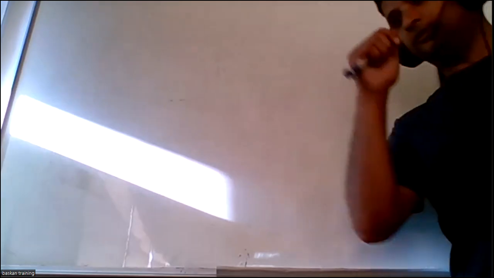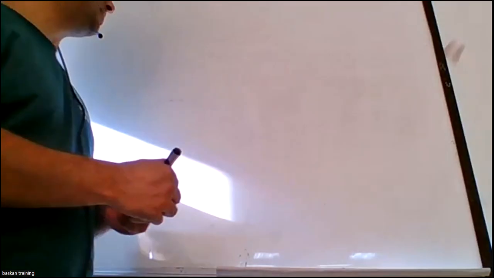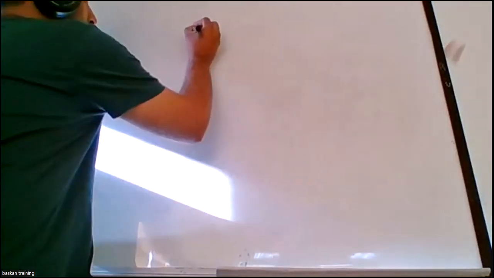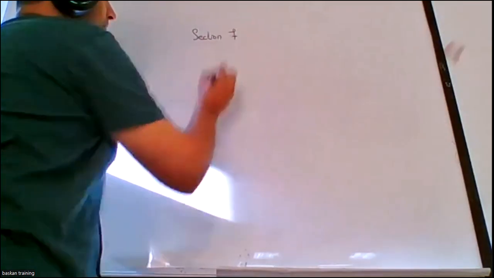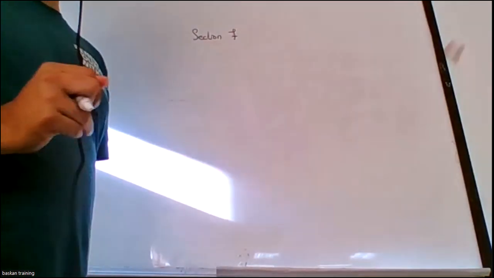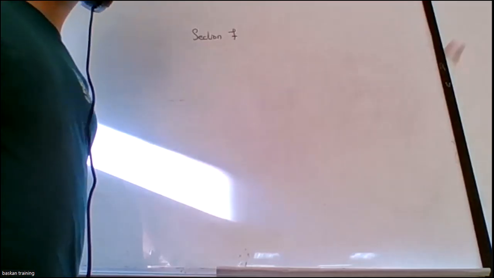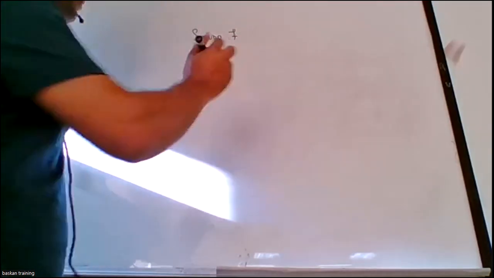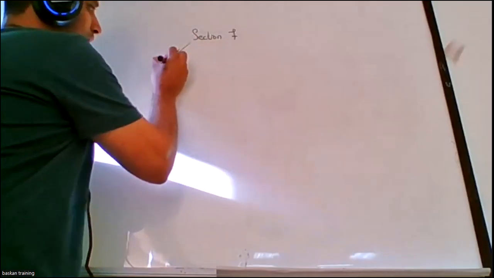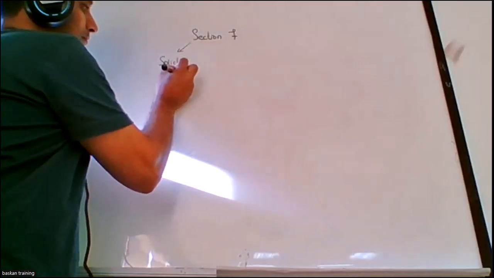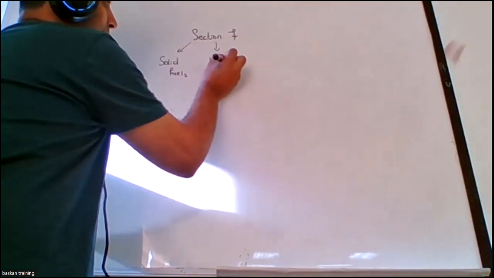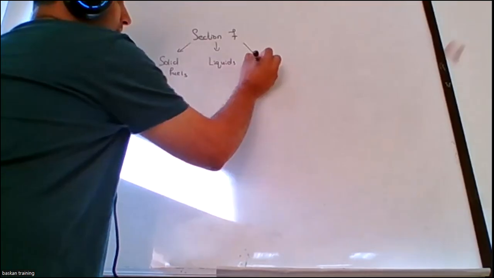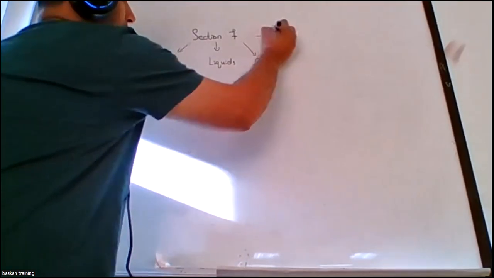So we'll start with section 7 today, that is storage and handling of materials. In section 7, the most important thing is that storage and handling of materials means it's going to include everything. It's going to include solid fuels, liquids, gases, and chemicals.